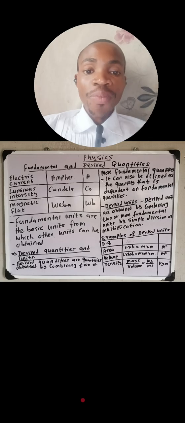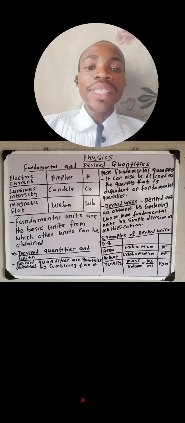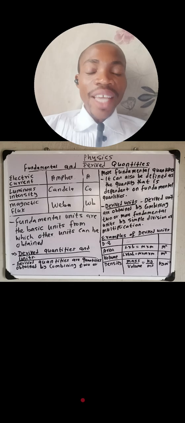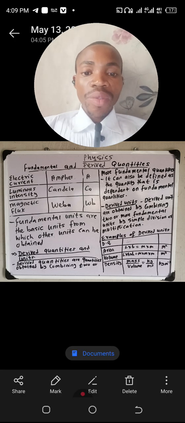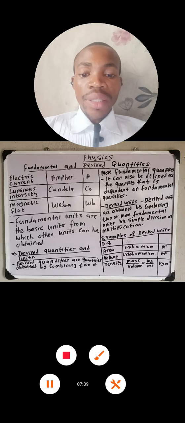And what is the formula for volume? Length times breadth times height. We have density. The formula for density is mass over volume. And the SI unit of density is kilogram per meter cube. I don't know if you're getting it. Please follow the class step by step.